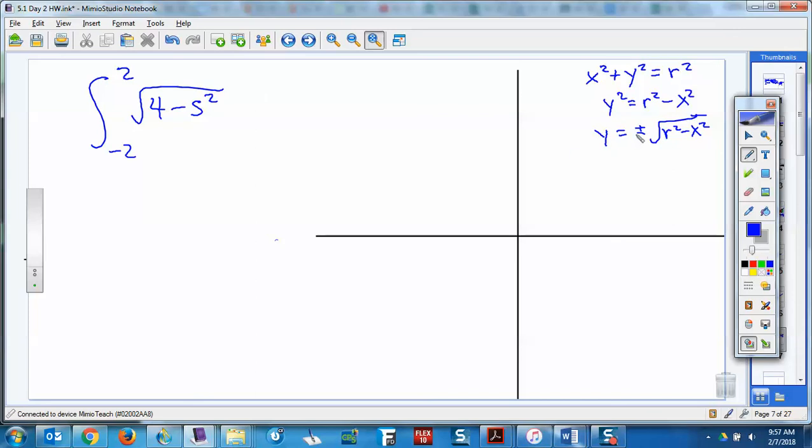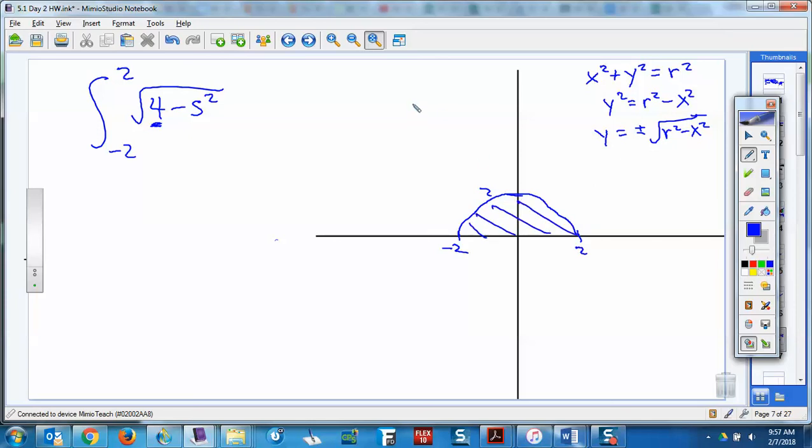Now the plus or minus is a top and bottom half. If this had a negative on it, we'd be doing the bottom half. If it had a positive, we'd be doing the top half, which it is. Because of the 4, that's going to be radius 2, centered at the origin, like so. It's going to go up, a half circle. So we're just talking about that area.